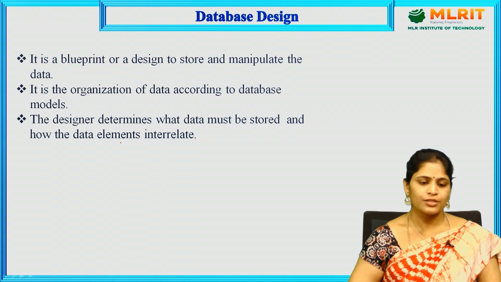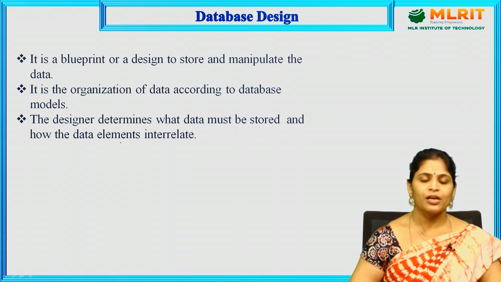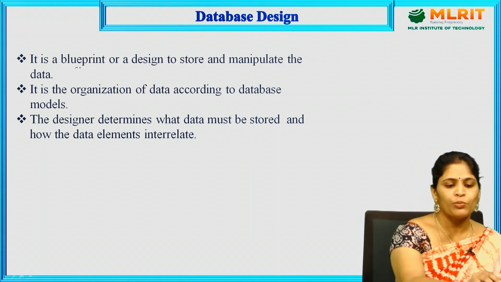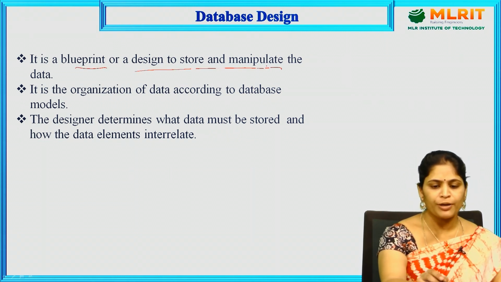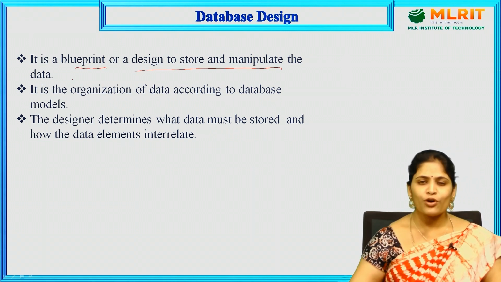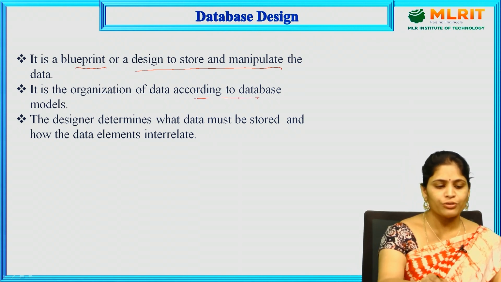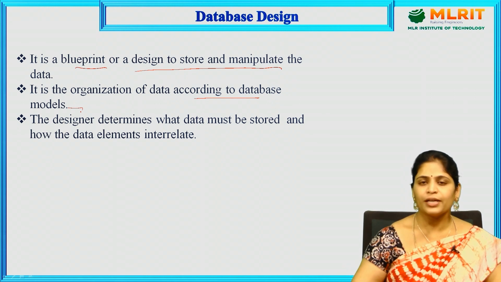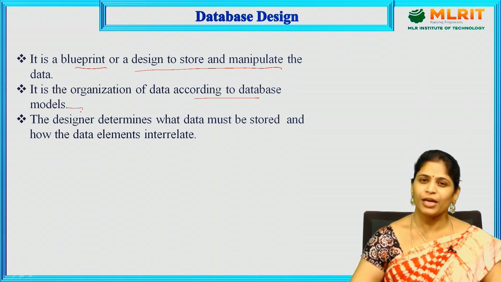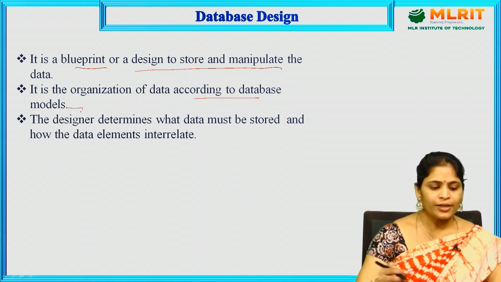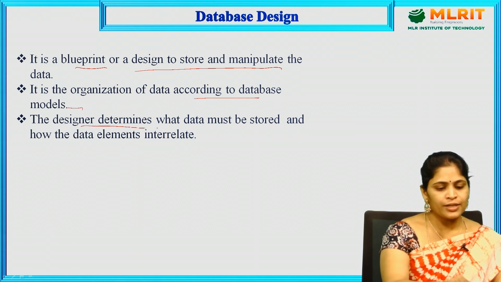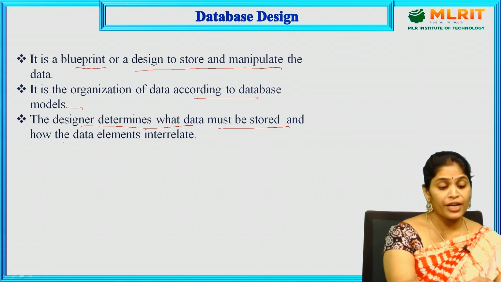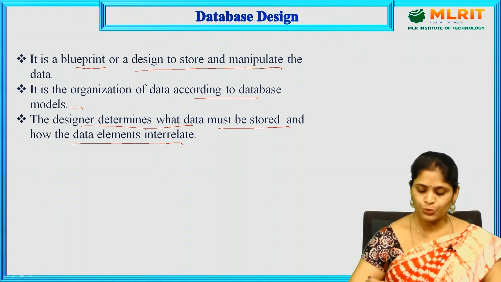Next, let us deal with database design. Design is nothing but a blueprint, right? It is a blueprint or a design to store and manipulate the data. It is the organization of data according to the database models. Here we have to represent data in a particular format, and we have different types of data models. The designer determines what data must be stored and how the data elements are interrelated with each other.